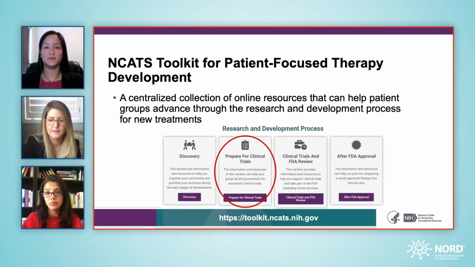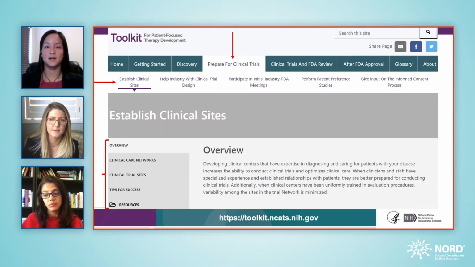Next, I will talk briefly about a few rare diseases resources from my center at the NIH, also known as NCATS. First is the NCATS Toolkit for Patient-Focused Therapy Development. It is a centralized collection of online resources that can help patient groups advance through the research and development process for new treatments. Here is a screenshot displaying the various steps. As you see in the red circle, one of the sections is focused on preparing for clinical trials. If the user decides to click on this and wants to learn more, the resource is set up to dive deeper with several subtopics seen along the top.